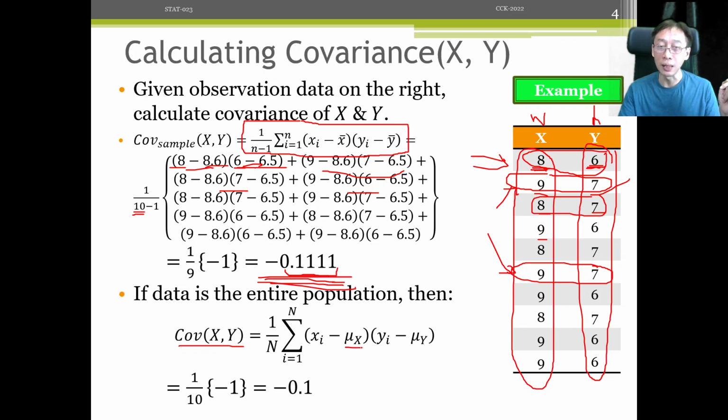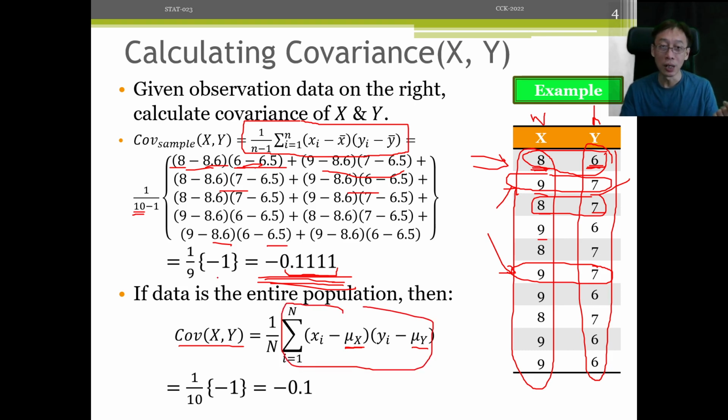And in this case, mu x will turn out to be 8.6, because mu x is calculated as the average of the first column. It's the same calculation. The meaning is different because now we are treating the whole data set as the whole population. So we write a different symbol, but the calculation for the mean of a population and the mean of a sample is the same. So mu y will still be 6.5. And everything here actually will be the same.